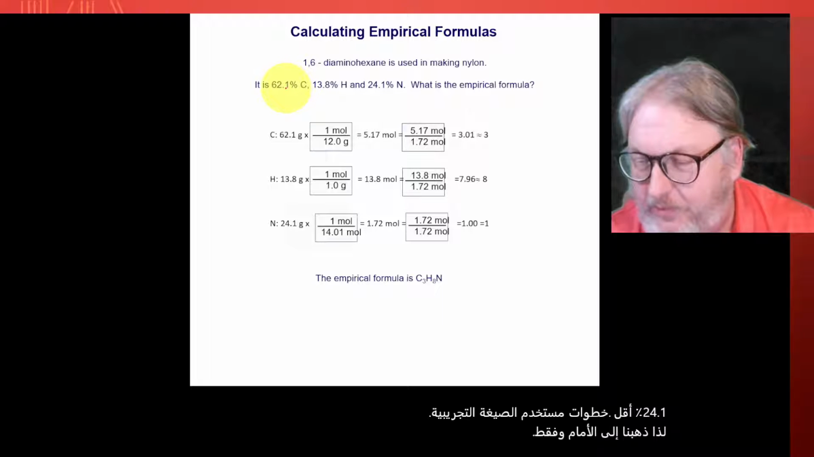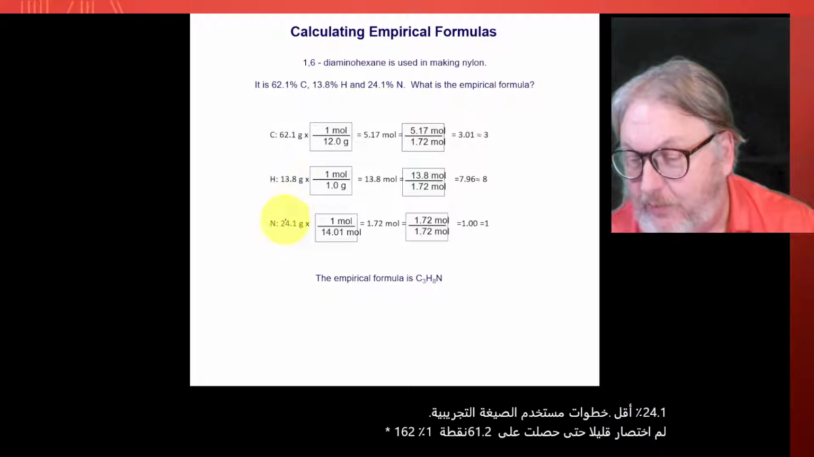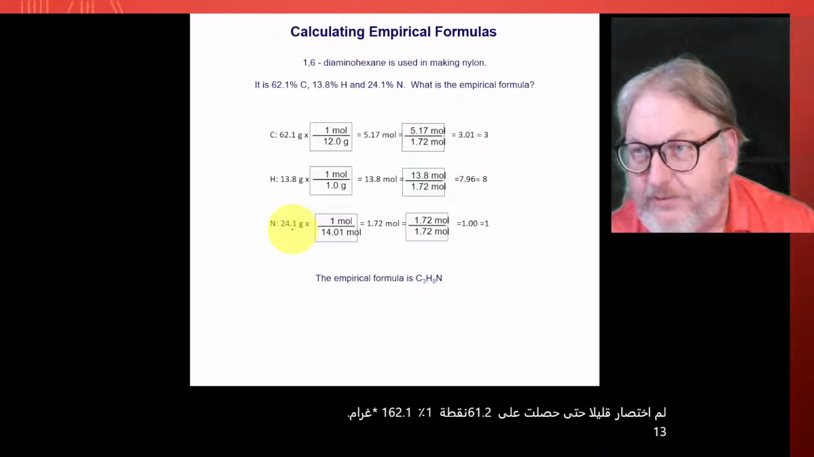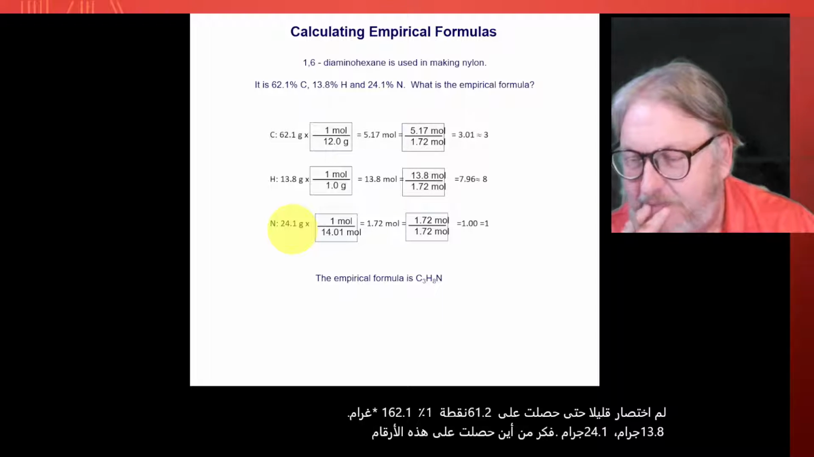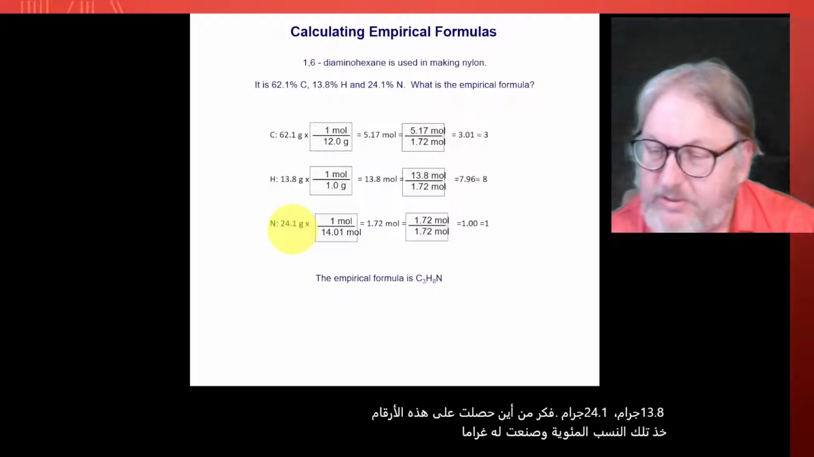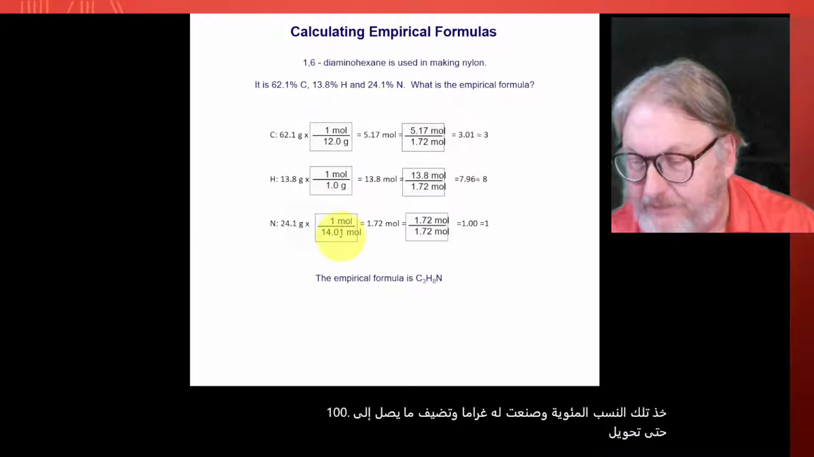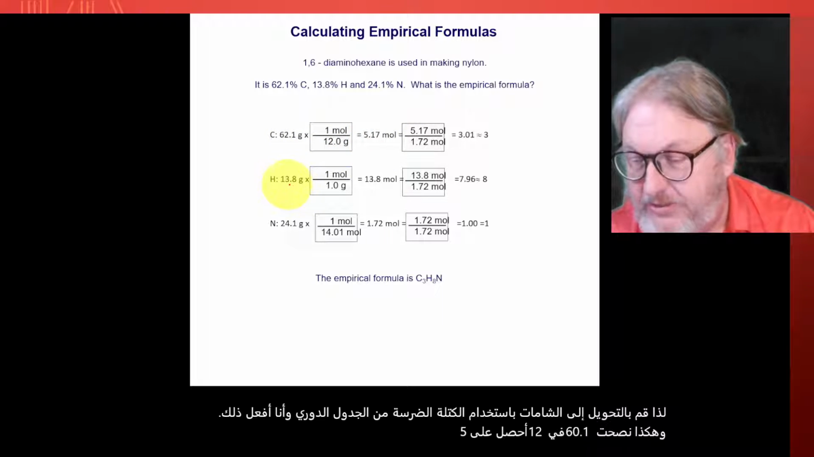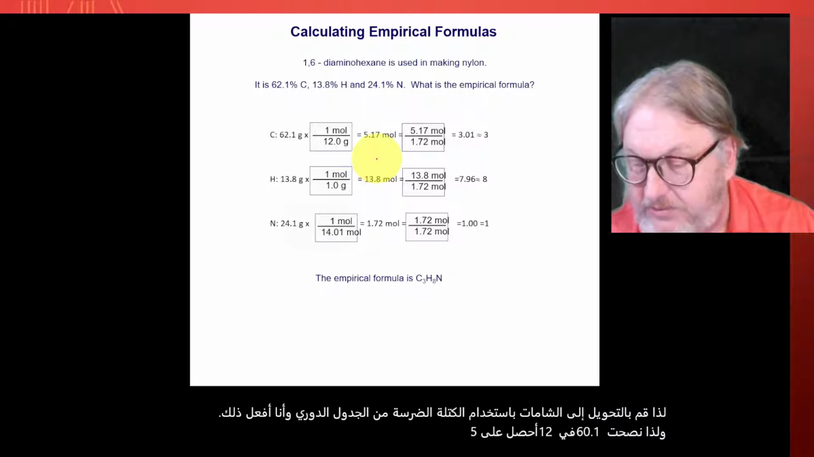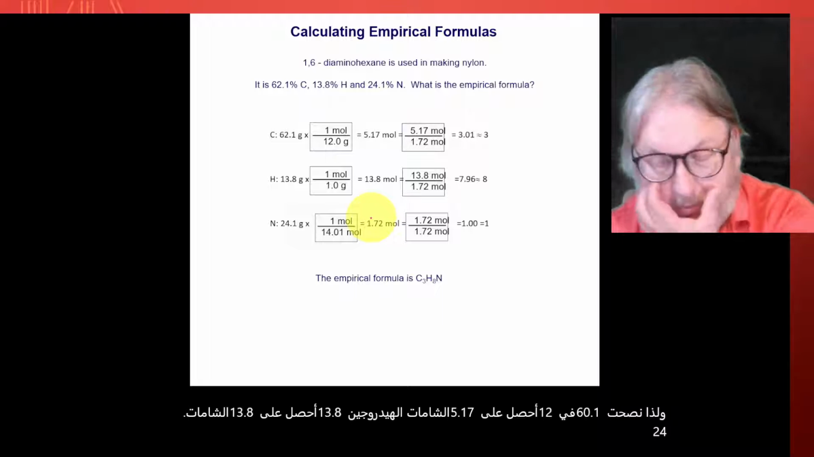So I got 62.1% multiplied by 100, 62.1 grams, 13.8 grams, 24.1 grams. Think about where I got those numbers from. Took those percentages and made them grams. And they add up to 100. So convert to moles using the molar mass from the periodic table. And so I divide 62.1 by 12, I get 5.17 moles. Hydrogen, 13.8, I get 13.8 moles. 24.1 gram divided by 14.01, I get 1.72 moles.